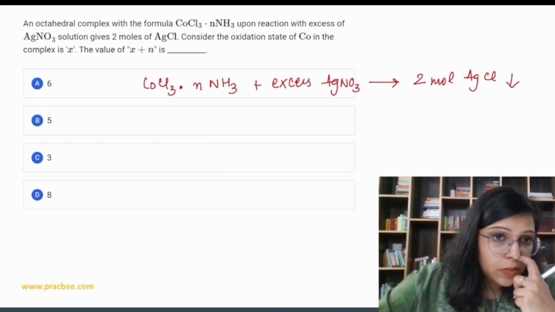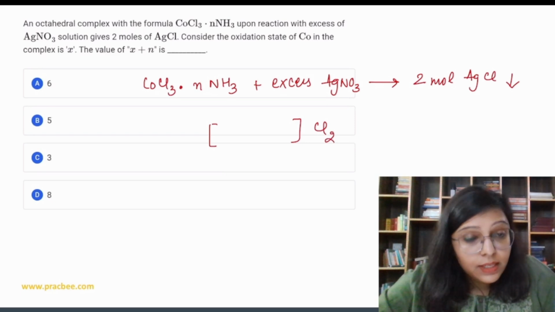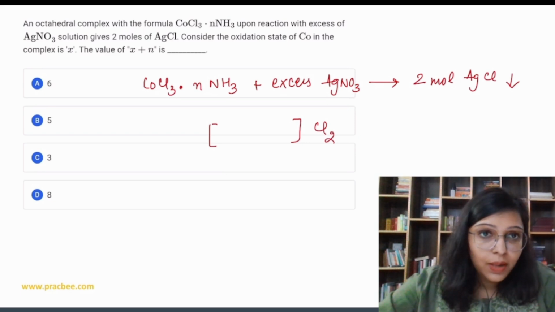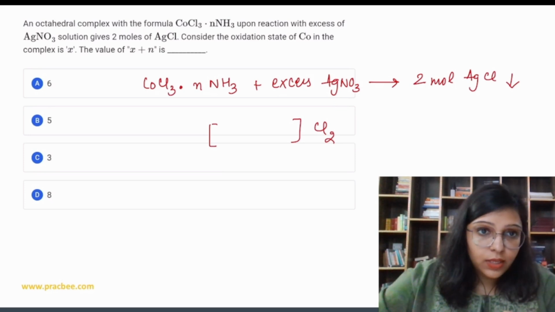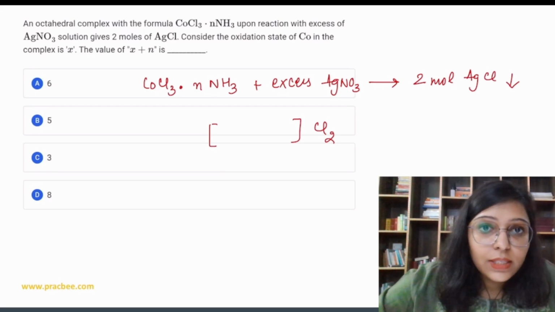If we get 2 moles of AgCl, it means 2 Cl, right? They are present outside the coordination sphere. Then only they are going to be ionizable and we get 2 moles of AgCl precipitate. Okay, so one thing is clear. Now, consider the oxidation state of cobalt in the complex as X. The value of X plus n is?